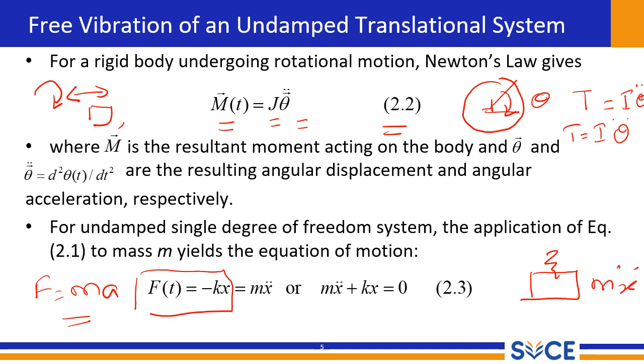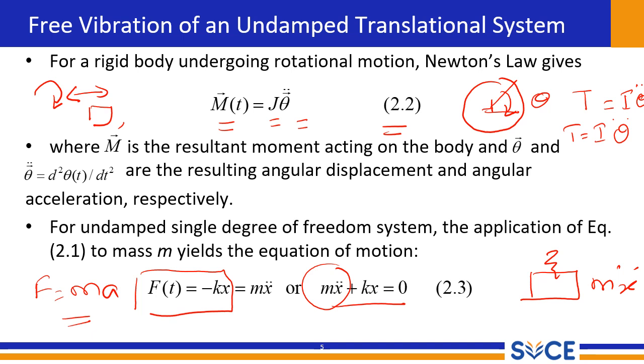The second form, m x double dot plus k x equal to 0, is the standard form of the equation of motion for an undamped single degree of freedom system. It tells us that the sum of the inertia force and the restoring force is always zero.